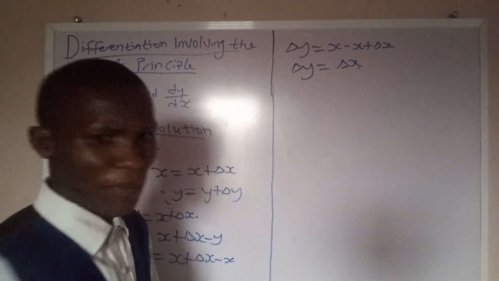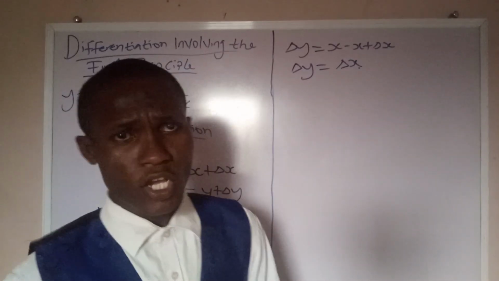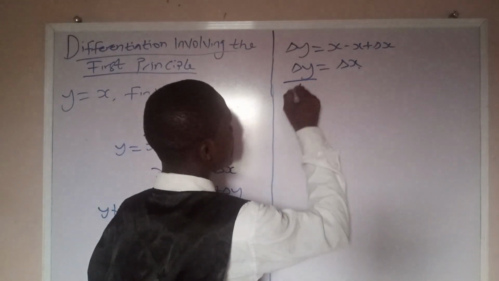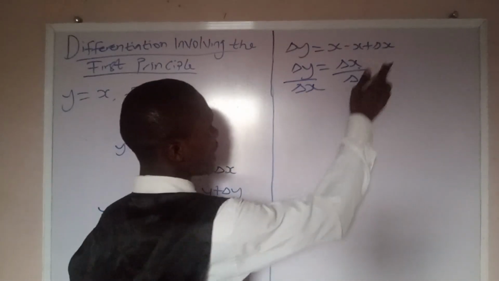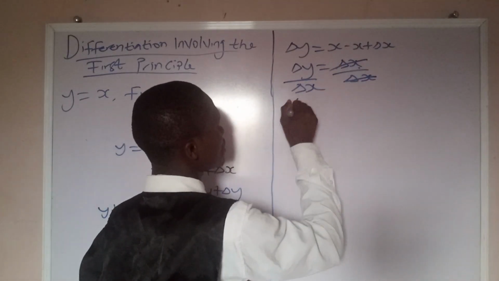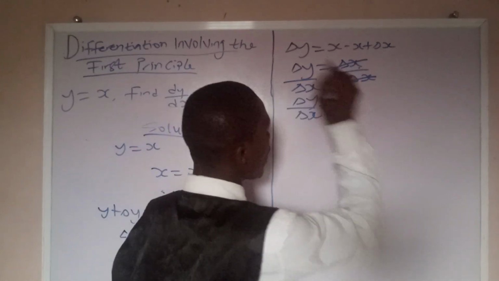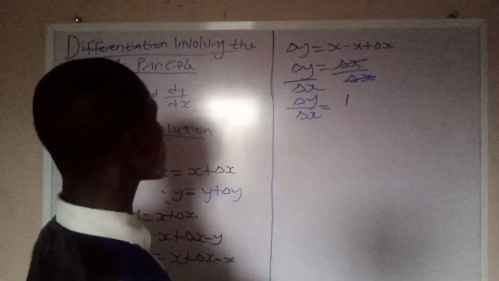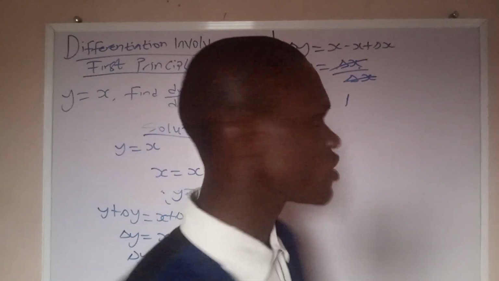Then after this, what am I going to do next again? I will divide both sides by delta x. So I'm going to have delta y all over delta x is equals to delta x all over delta x. So delta x and delta x will easily strike out. So I'm left with delta y all over delta x is equals to 1. But you can see from the question that they are telling us to find dy dx, not delta y over delta x. So what am I going to do?